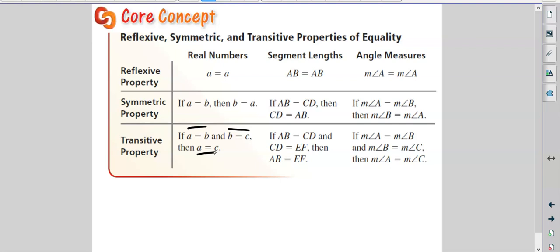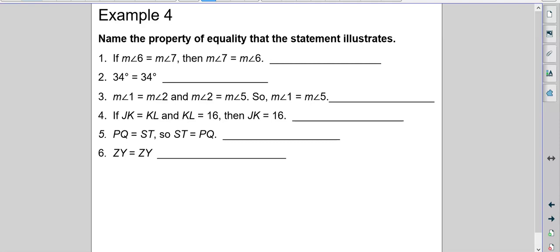And they give the same example with segment lengths and angle measures. All right, name the property of equality that the statement illustrates. If angle 6 is equal to angle 7, then angle 7 is equal to angle 6. All right, so basically what we did was we just switched the places, so that's symmetry, or symmetric. 34 equals 34, that's reflexive. Another way to think about that is what sounds like reflexive? Reflection. If you see yourself in the mirror, you see yourself.